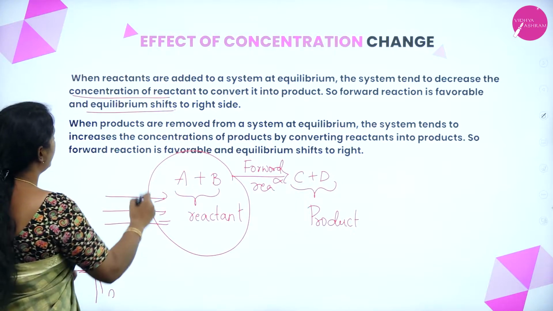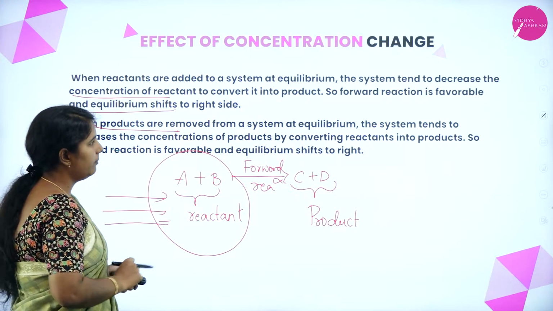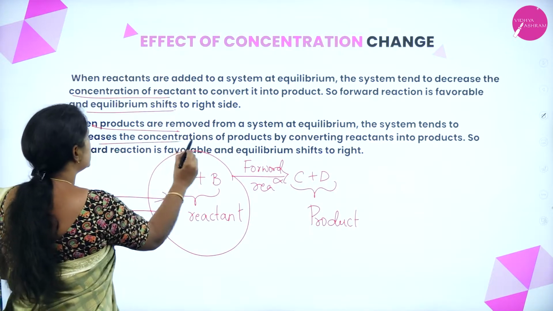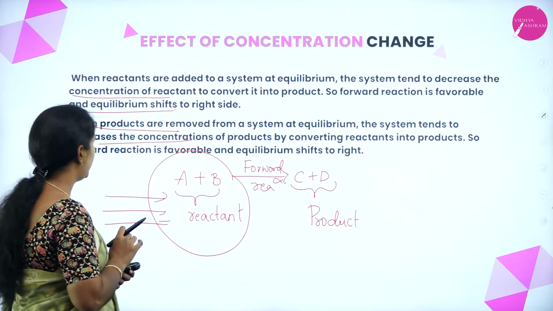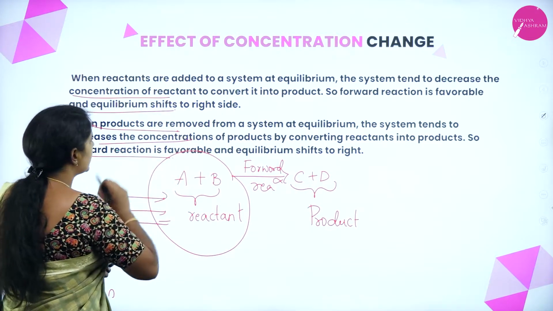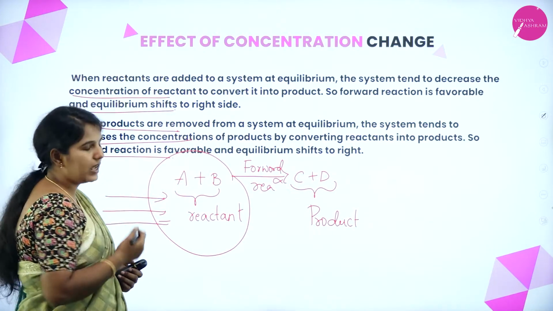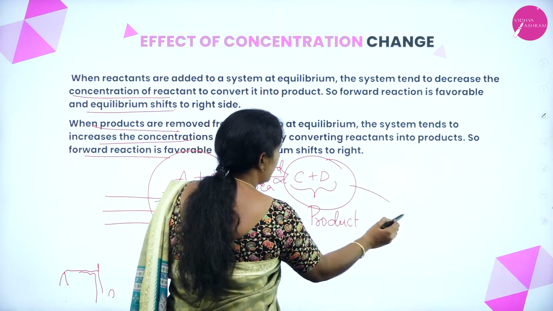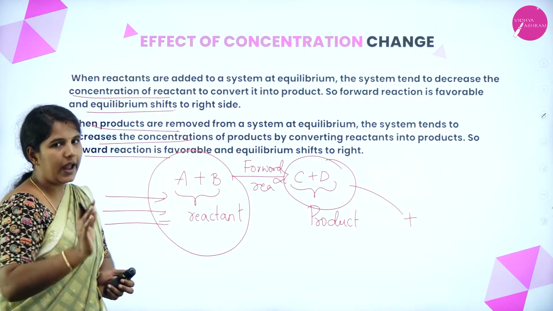Now, when the product is removed from the system at equilibrium, the system tends to increase the concentration of the product by converting the reactant into product, so that the forward reaction is favorable and the equilibrium will shift towards the right side. Now what will I do? I'll remove this product formation. Whatever product has been formed, I'll remove it.